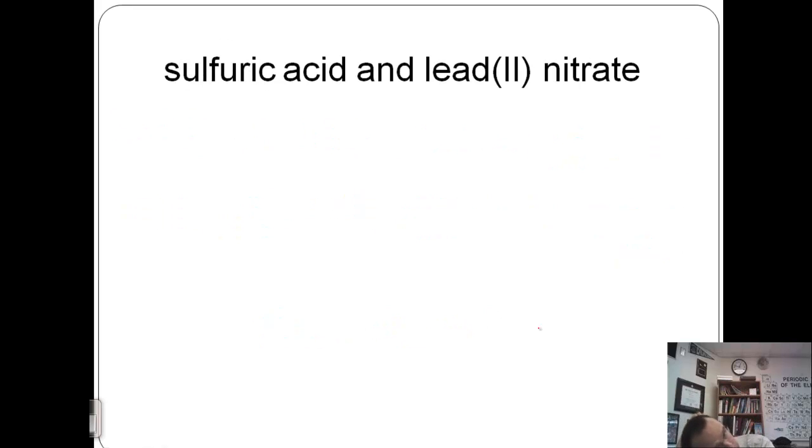One last example, sulfuric acid and lead-2 nitrate. Sulfuric acid, H2SO4. That's going to be aqueous. If we look at the rule for sulfate, sulfate is only not soluble with calcium, strontium, barium, radium, silver, and lead. That's not one you're expected to have memorized.